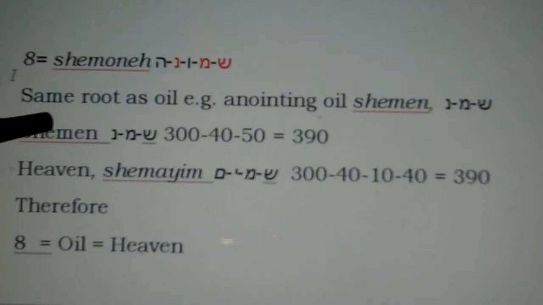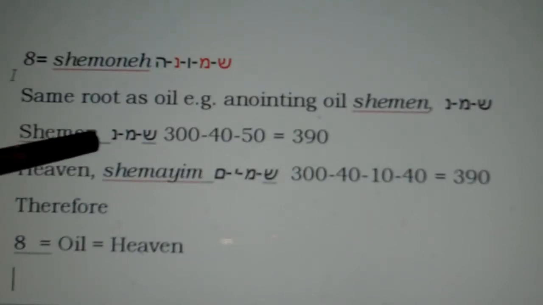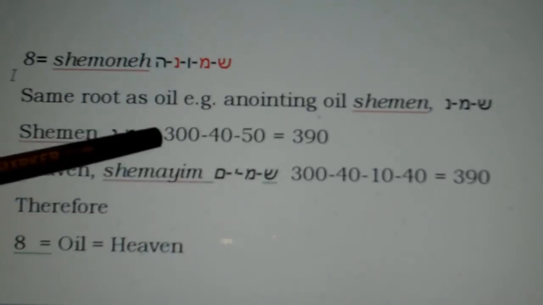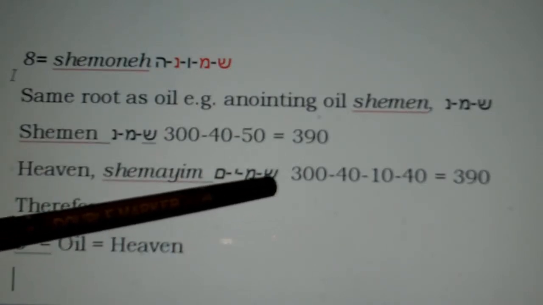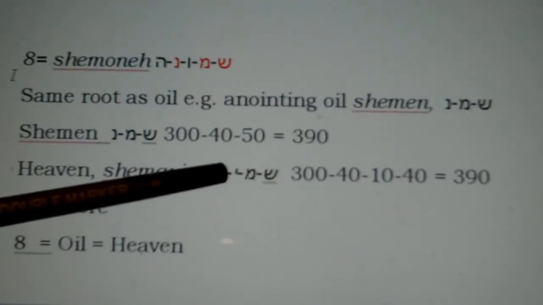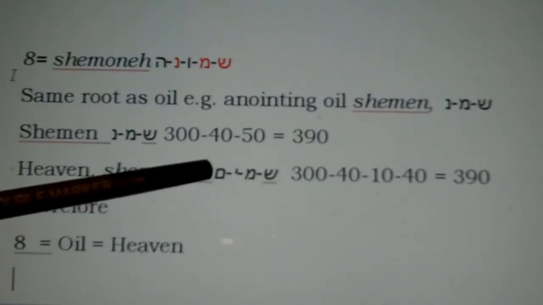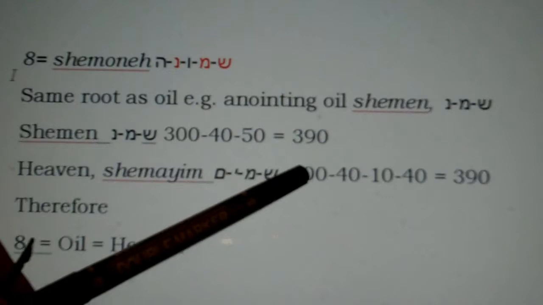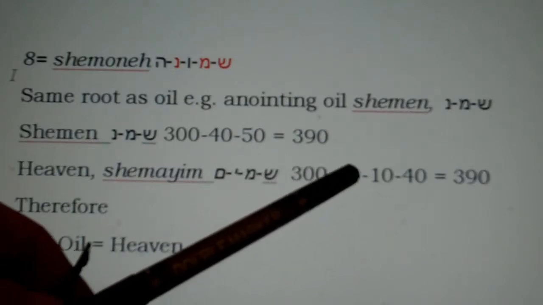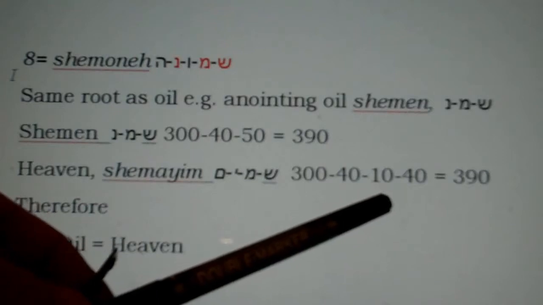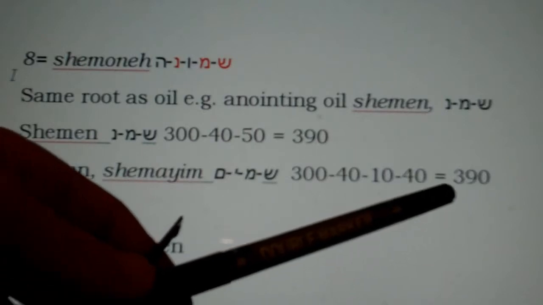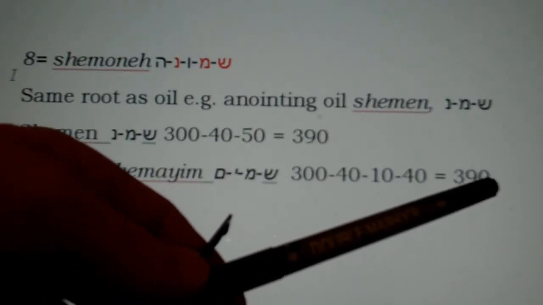Now, let's have a look at this point here. The word for heaven in Hebrew is shemaim. It doesn't have that root structure, although it's similar. It's written shin, mem, yod, mem. That's the final form of the letter mem. So here shemaim is 300 for shin, mem is 40, yod is 10, and the final mem is also 40. If we add those up, again we get 390.